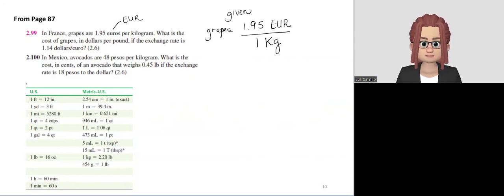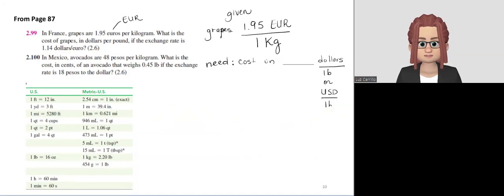In addition, we need to find what is the cost in units of dollars per pound. So those are our units, dollars per pound. You can also write dollars per pound as USD per pound.